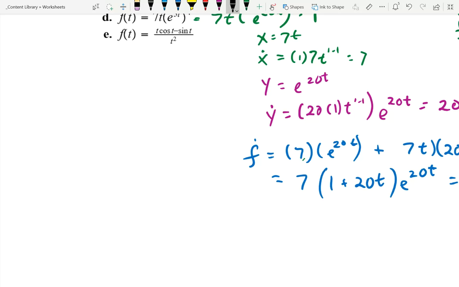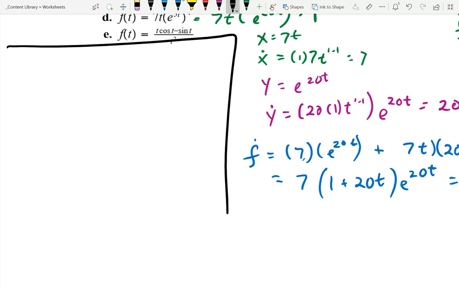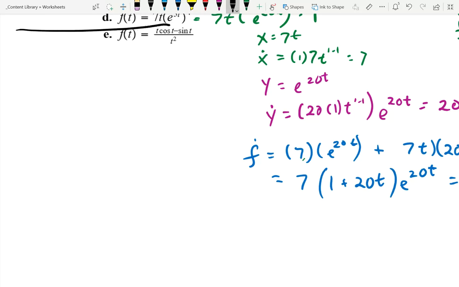Now, this last one is, yay, the hardest one. So I have this function. What rule am I going to have to use? All kinds of rules. You're going to have to use, or you can use the quotient rule if you want, but personally I like using the product rule. That's actually what I do too. You got to use cosine and sine rules.